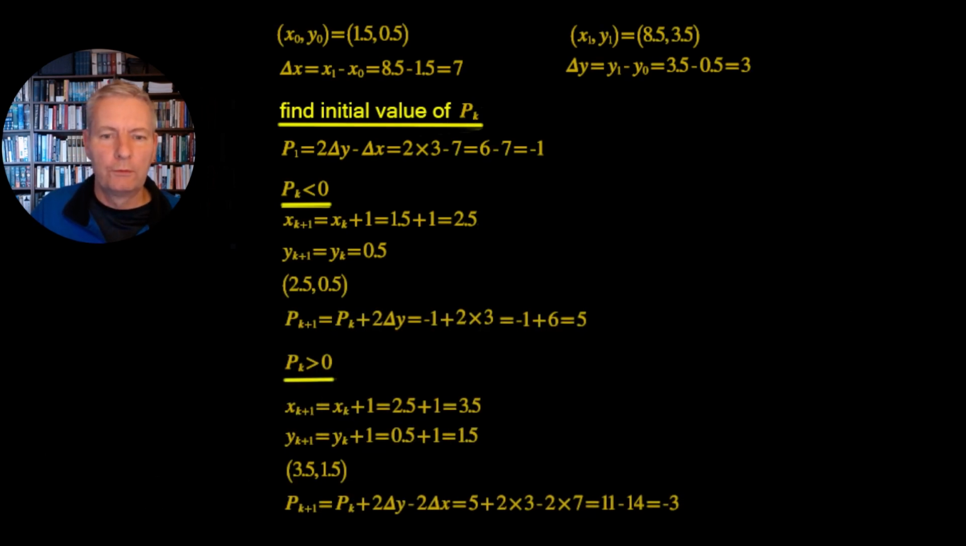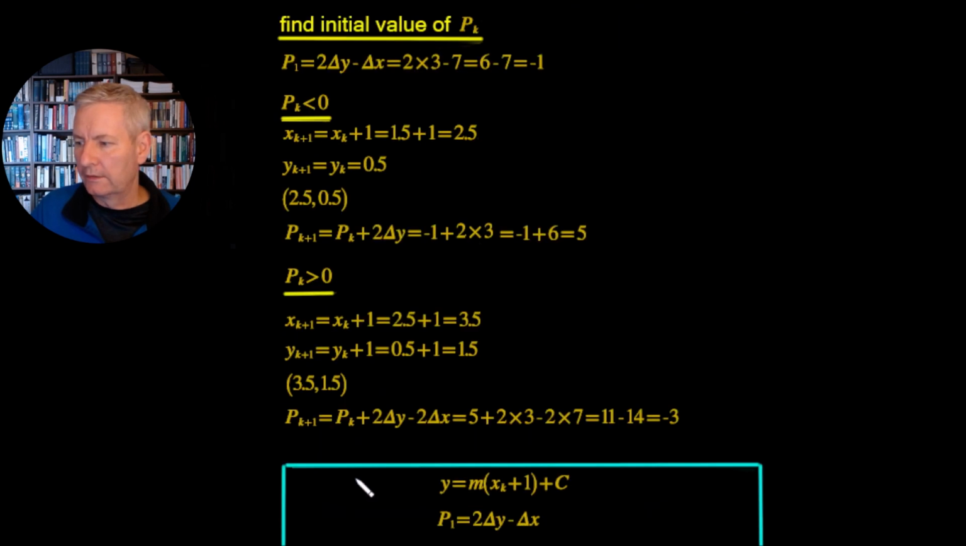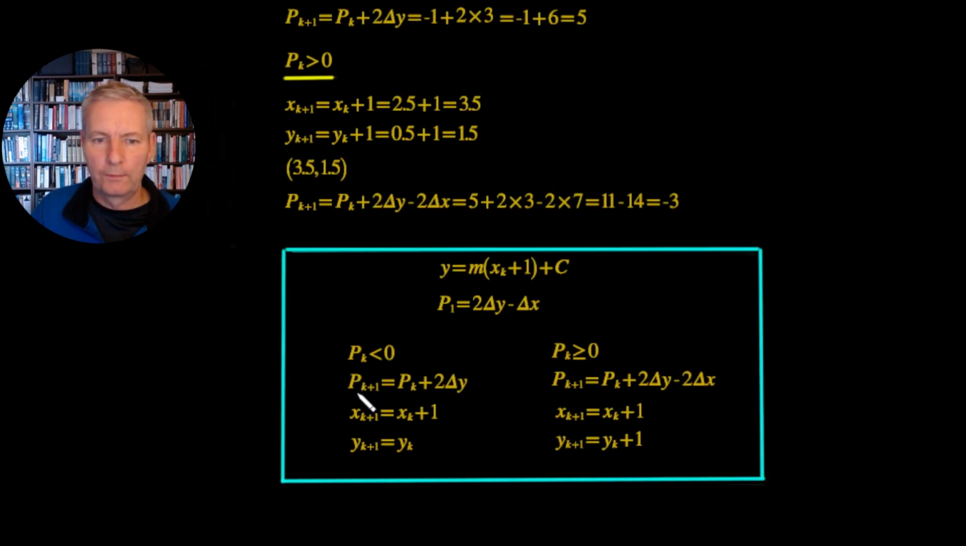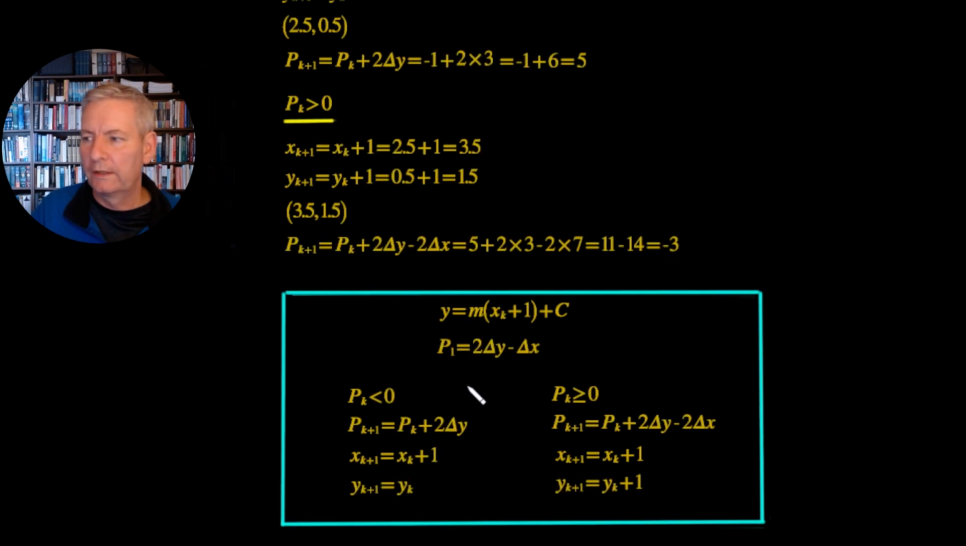Now, in order to move on to the next one, we need the next value of pk. So in this instance, whenever it is less than 0, we work out pk plus 1 is equal to pk plus 2 delta y.